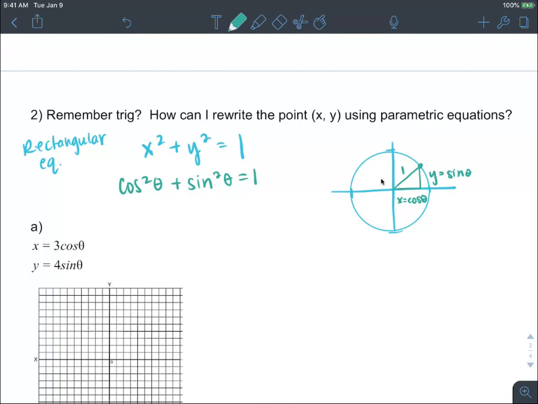So when I want to switch to get back into terms of rectangular equations, what I want to do is solve for cosine theta and solve for sine theta so that I can plug those in to get my x and my y's.